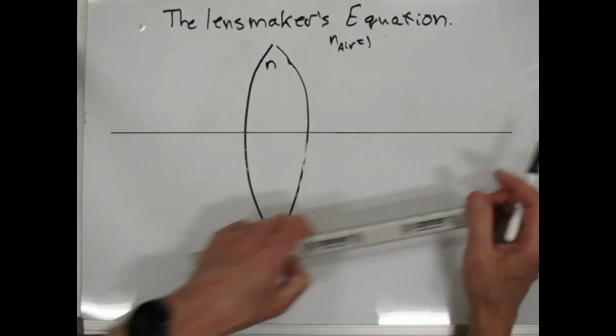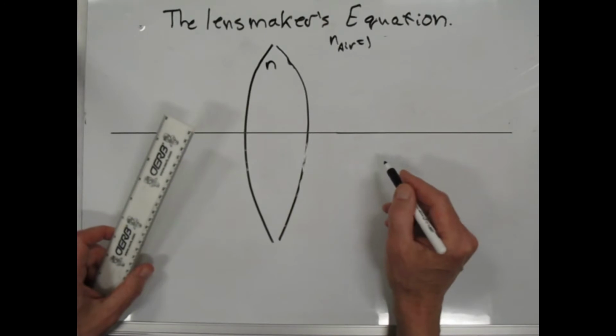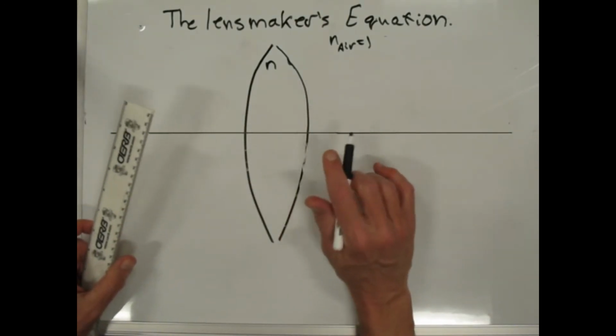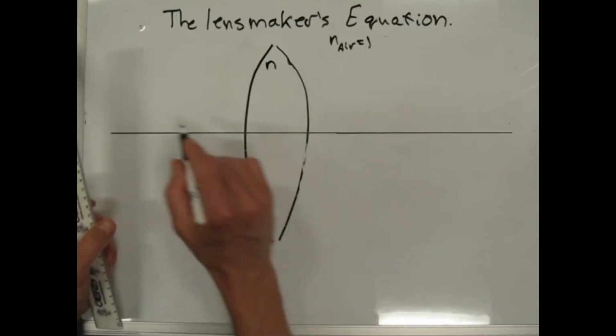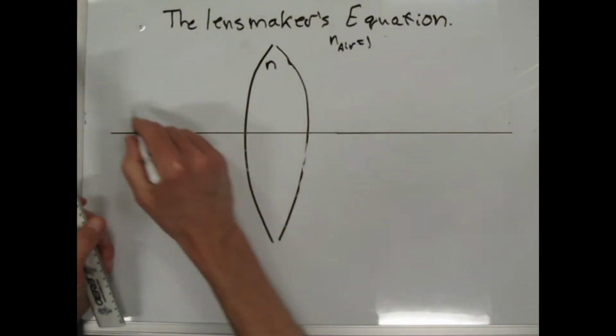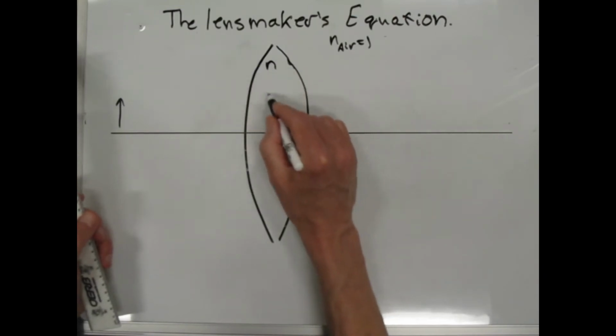And so the Lensmaker's equation is a relationship between the focal length and the dimensions of the lens. The relevant dimensions of the lens are the radius of curvature of each side. This is the front side of the lens. Usually our object starts here on the left, right? And so this is the first side.